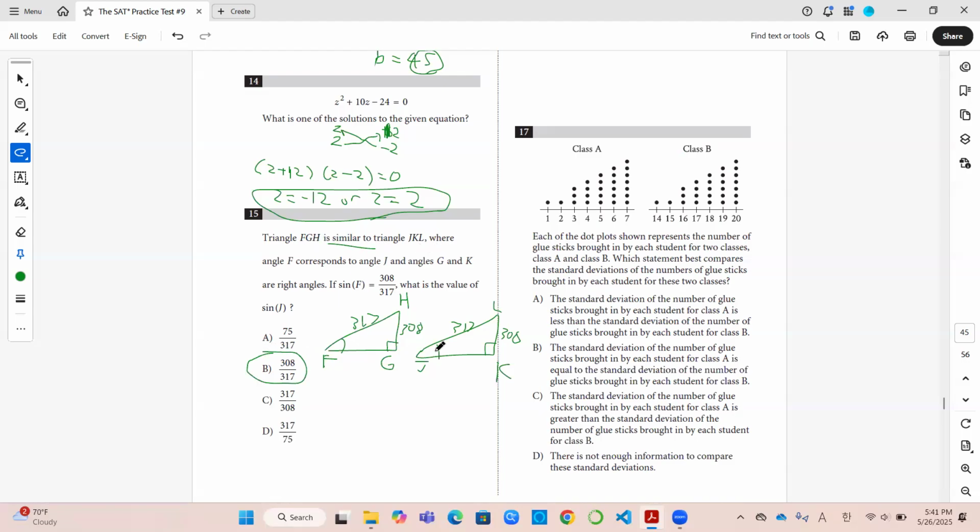The key word here is similar. Whenever you're solving geometry problems, it's definitely nice to draw things out.